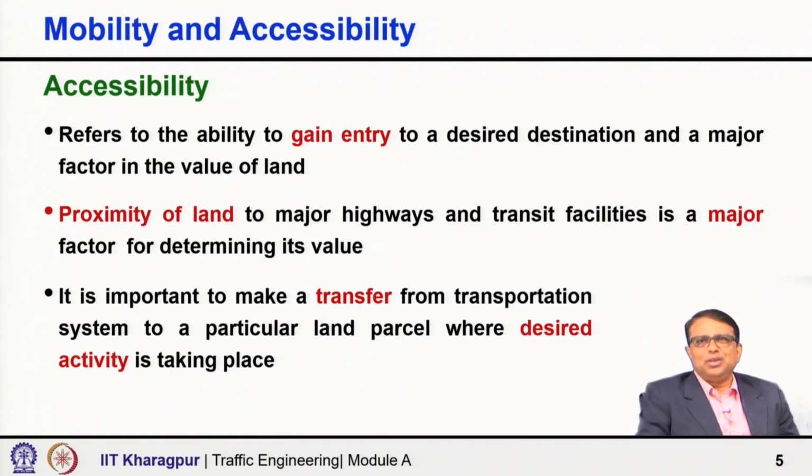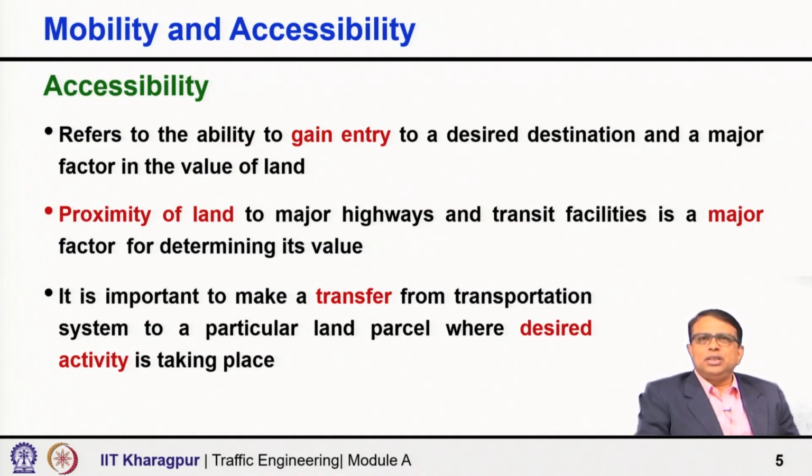All of us know, if a major road is there or a good road is there and the land is adjacent to that, obviously the accessibility is much better for those land parcels, because they can easily get connected to the road, or the higher order road.